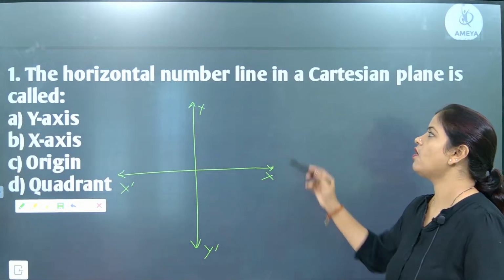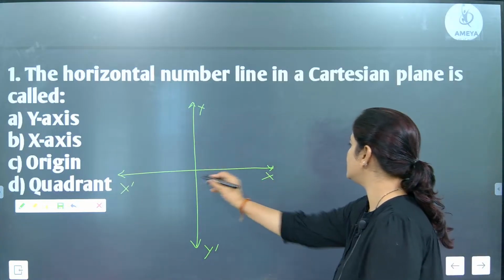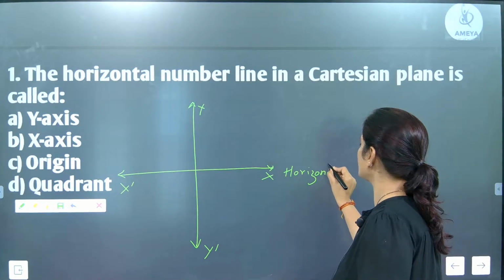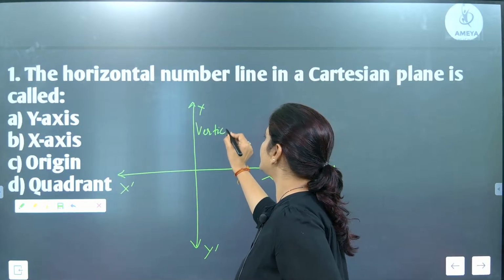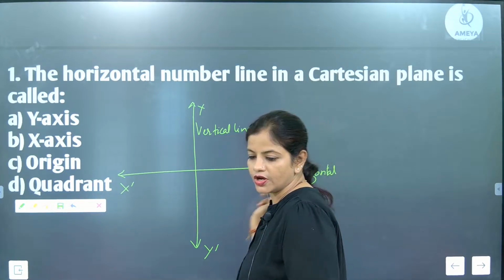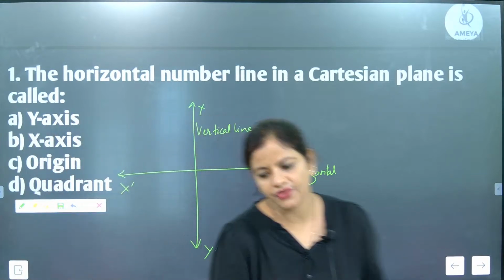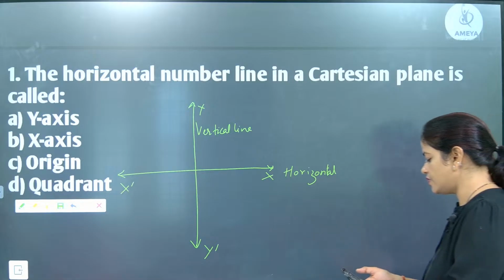Now here they are telling about the horizontal line. Always remember, the line which is drawn like this is called the horizontal line, and this line is called the vertical line. So this part is the horizontal line and this part is considered the vertical line. That's the two major differences. So when we are talking about the horizontal line and vertical line, let's check this one out.